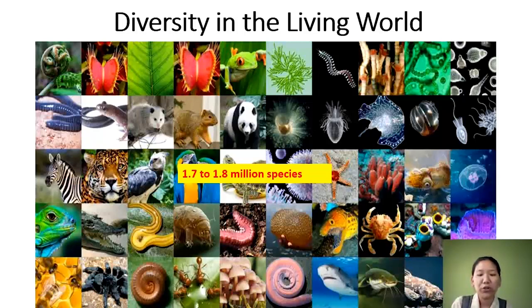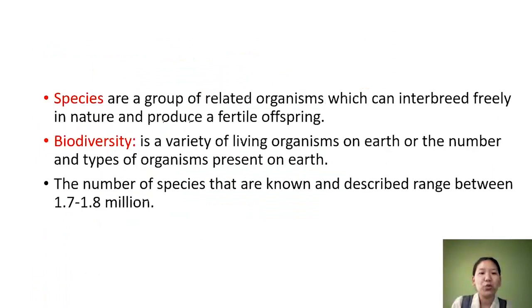Each different organism we group into a particular group called a species. Species are a group of related organisms. When related organisms are able to interbreed freely and produce a fertile offspring, then we call these related organisms a species. So the definition is, species are a group of related organisms which can interbreed freely in nature and produce a fertile offspring.